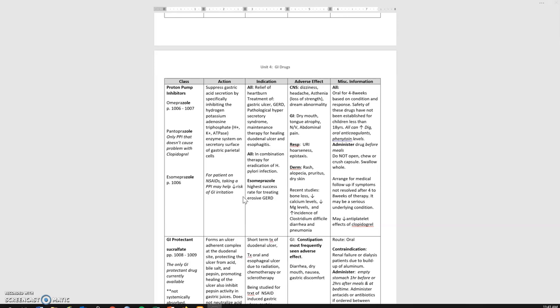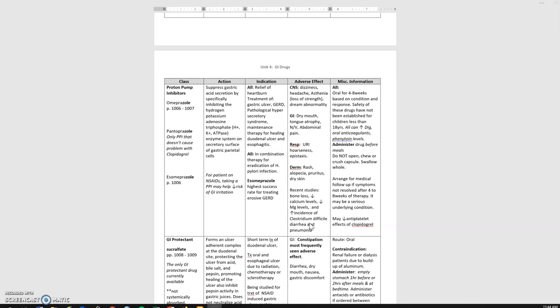Esomeprazole has the highest success rate for treating erosive GERD. Again, you're going to have some central nervous system and some GI adverse effects. Also, dermatologically, they can cause alopecia, rash, pruritus, and dry skin. They may increase the incidence of C. diff, diarrhea, and pneumonia in some patients. Orally, they are taken for a period of 4 to 8 weeks based on that patient's condition and their response. They are not established as effective and safe for children under 18.